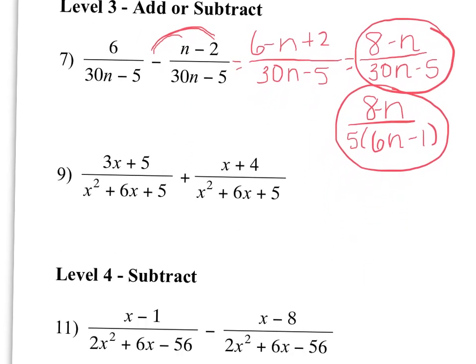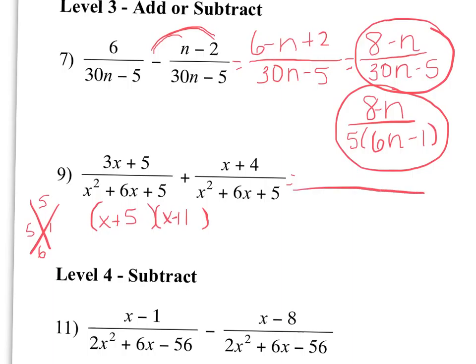With number 9, the easiest thing that you want to do is factor everything first. So the bottom two numbers that multiply to give you 5, but add to give you 6, it's going to be 5 and 1. So our common denominator is x plus 5 times x plus 1. You can write that already in there.